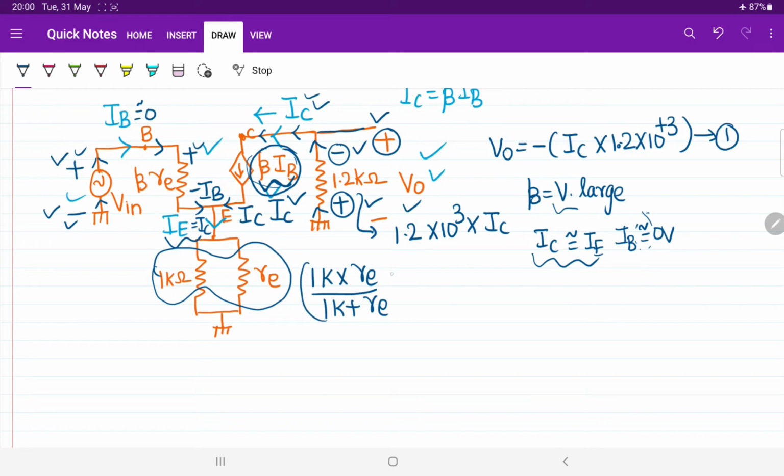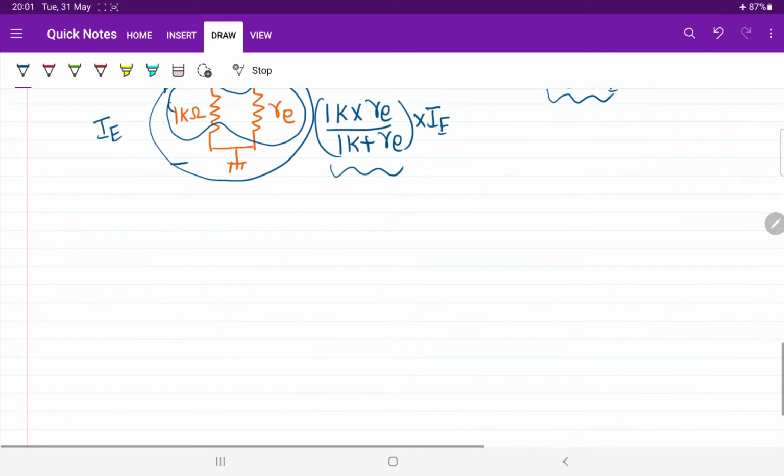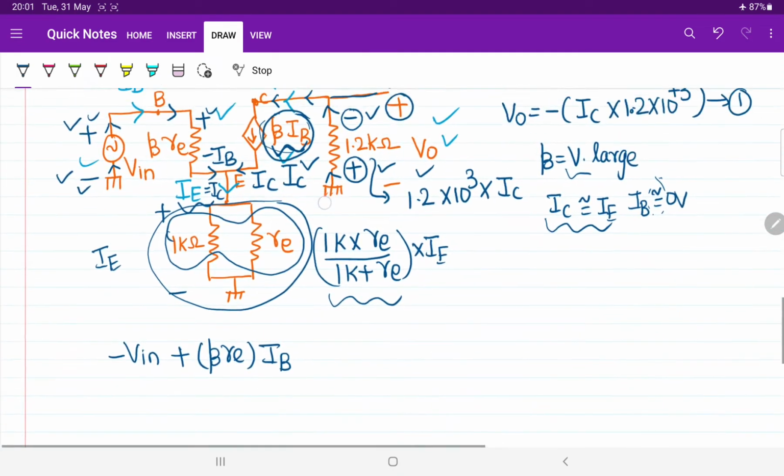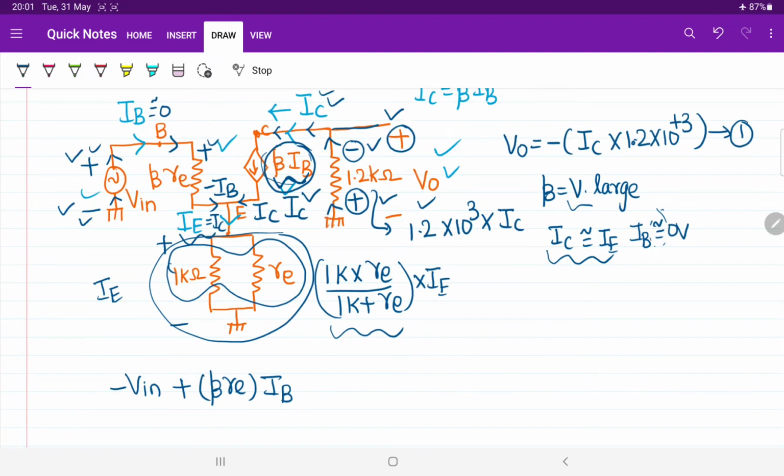For the whole resistor, current entering is plus and leaving is minus. What is the amount of current entering? Emitter current only, or we can say collector current. So the emitter current into this resistor will give you the voltage drop, because this is the total resistance, and the current entering the resistor is IE. Now if you apply KVL, can I write like this? Minus Vin plus beta times Re into base current IB.